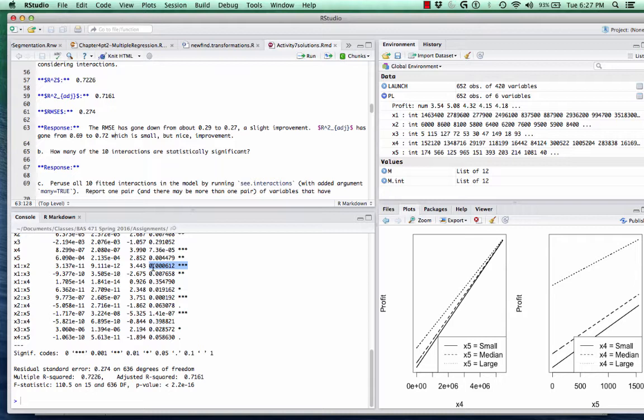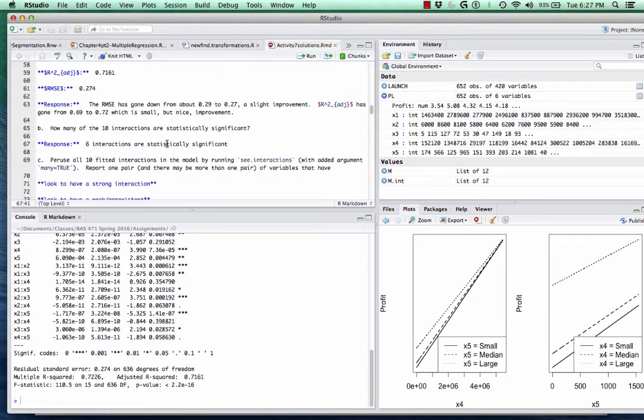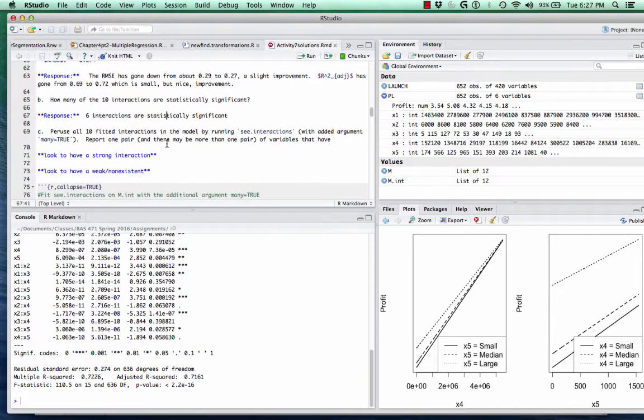Well, it looks like the interaction between x1 and x2 is, the interaction between x1 and x3, the interaction between x1 and x5, x2 and x3, x2 and x5, and finally x3 and x5, for a total of 6 of the interactions. So 6 interactions are statistically significant, and so from a statistical point of view, it seems to be worth it to incorporate interactions into the model.